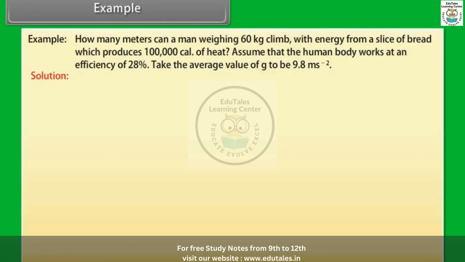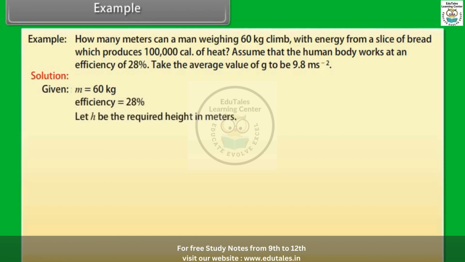Let's see the solution. Here, mass and efficiency are given, which are 60 kg and 28% respectively. Let h be the required height in meters. Now, we know that the work done is equal to potential energy. So, by simplifying it, we get 60 into 9.8 into h joule. By calculating it, we get 588 h per 4.2 joule.